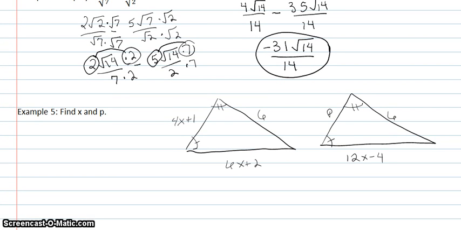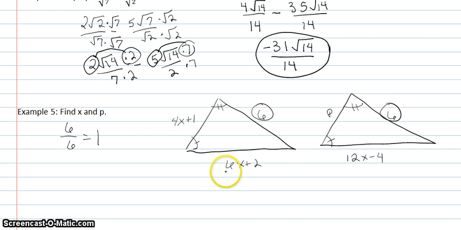Alright, in example 5 we have two congruent triangles, and we know they're congruent because they have two angles that are equal and each have a side that's equal. So if you were to make a scale factor or a ratio, you'd have 6 over 6, which is 1. So you know that your sides have the same length.